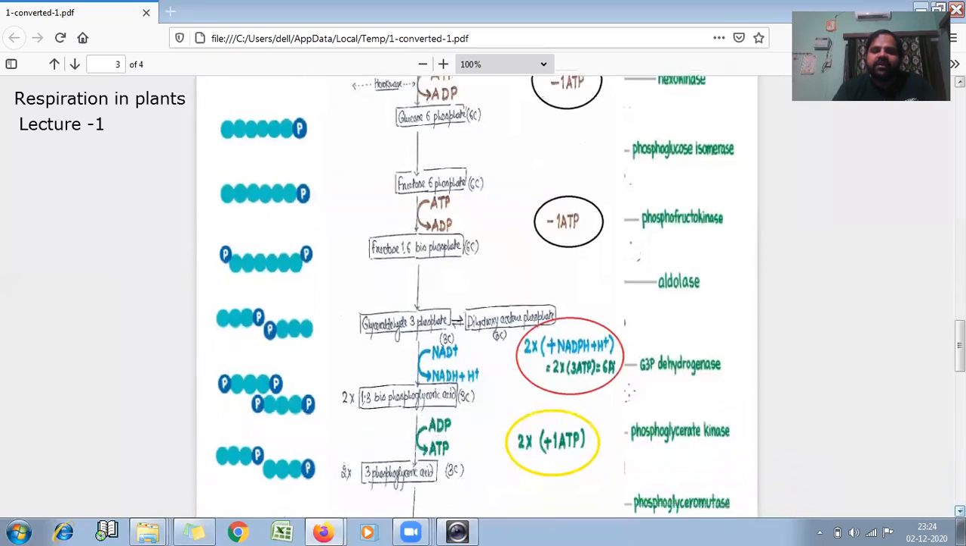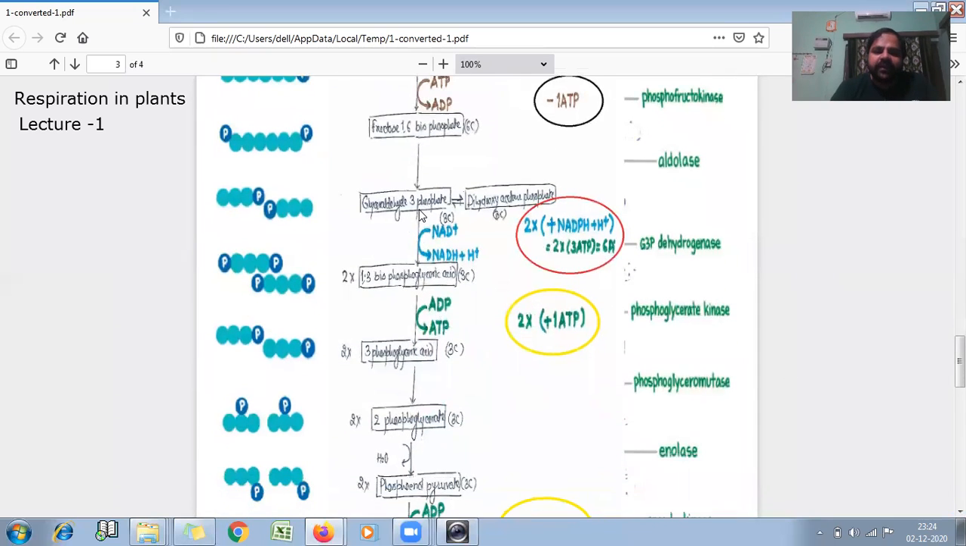Now we can see here that from glyceraldehyde 3-phosphate to 1,3-bisphosphoglyceric acid, NADH plus H plus has been generated. Why have two molecules been generated? We can see here that two molecules of glyceraldehyde 3-phosphate have been formed from one glucose molecule. That's why two molecules will be generated here.